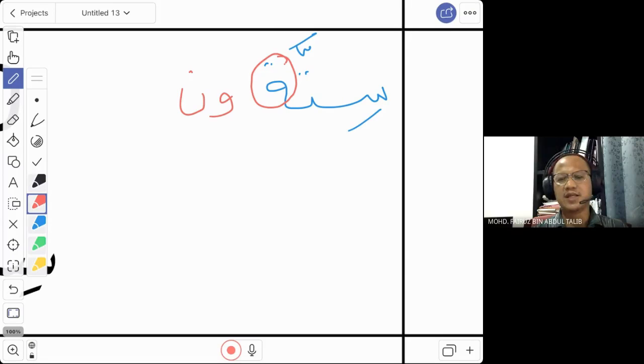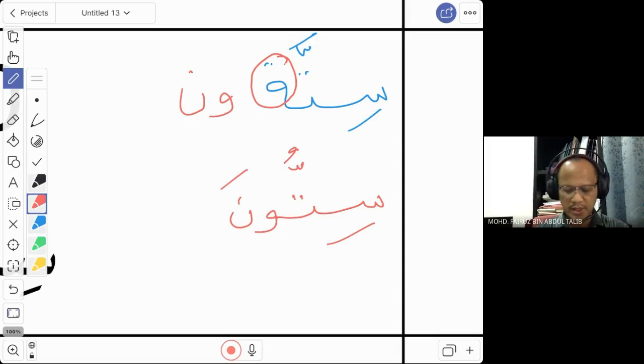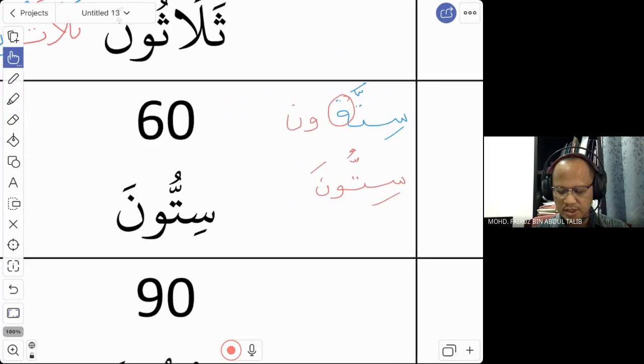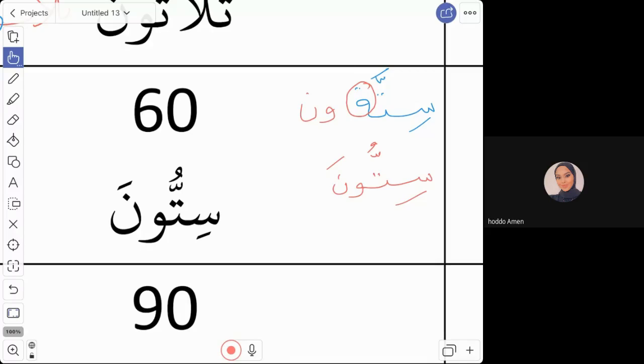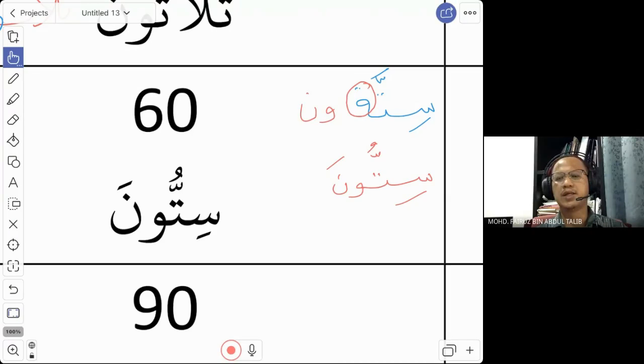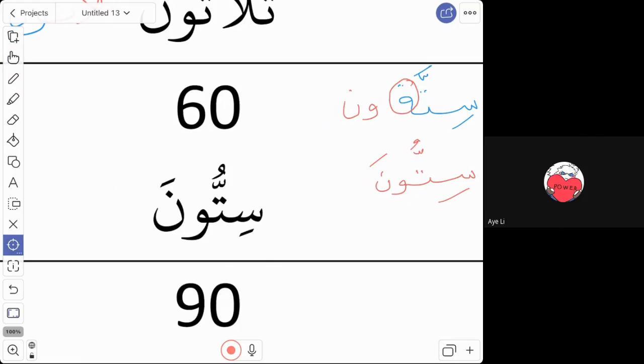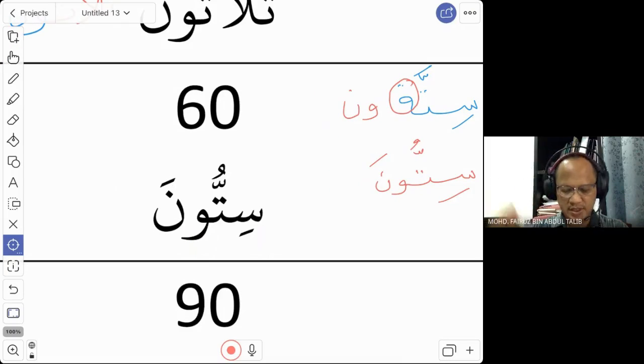Yes, that is now correct. So the number is situna. We don't say sitatuna. Remove that ta marbuta. But it means that you understand how to say 60. Situna, correct. Iqra'u situna. Situna is 60. Sita, 6, and the waw and nun is the ending to say 60.